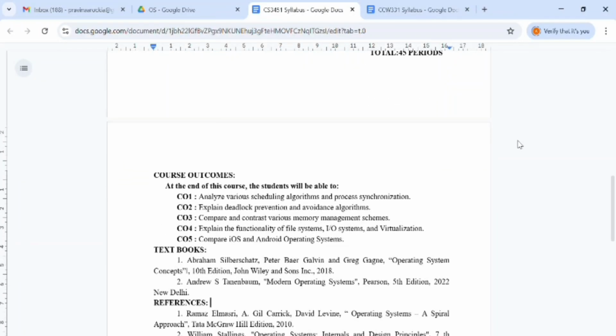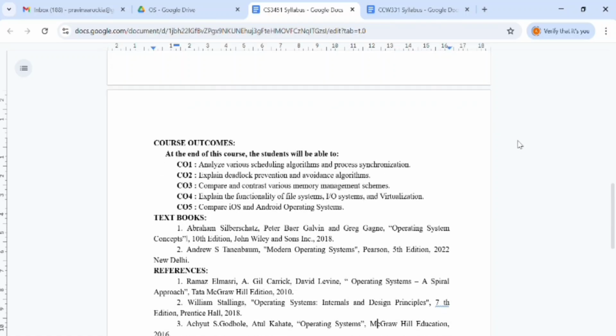It is one of the core subjects, which is covered in 45 hours. As the outcome, you should have clear knowledge about scheduling algorithms, which is the major thing, memory management, as well as storage management. And also we can have knowledge about mobile operating systems, with a comparison of iOS and Android OS.